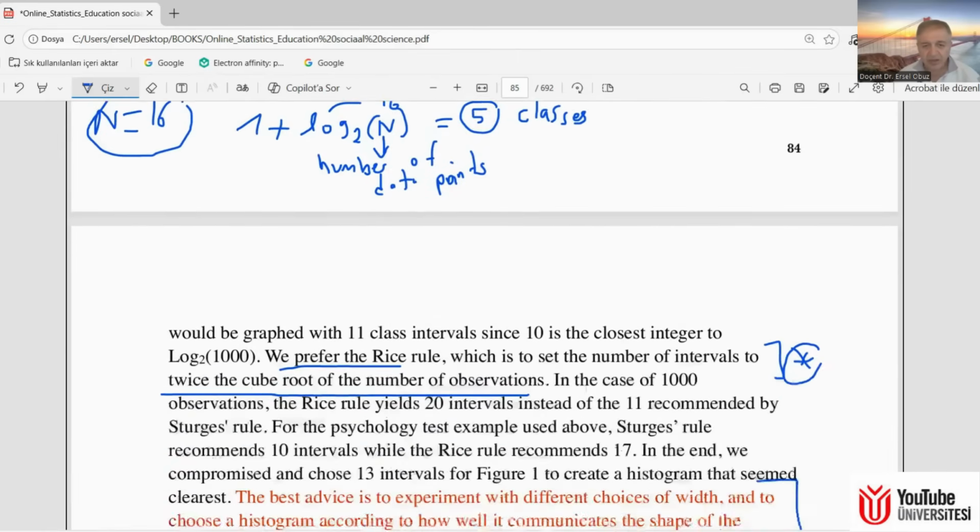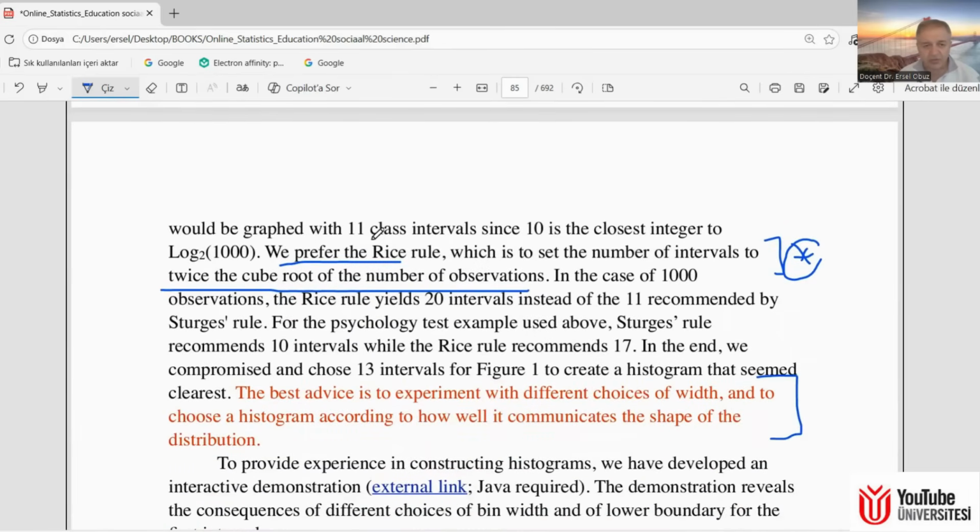Okay, there is another rule called the Rice rule. It is twice the cube root of the number of observations. Cube root, so like this, times 2 will give you the number of classes.